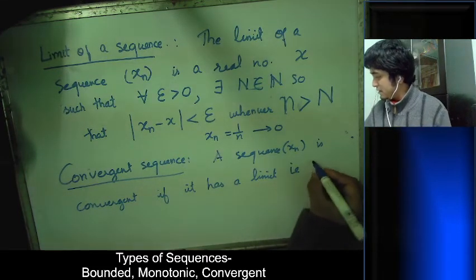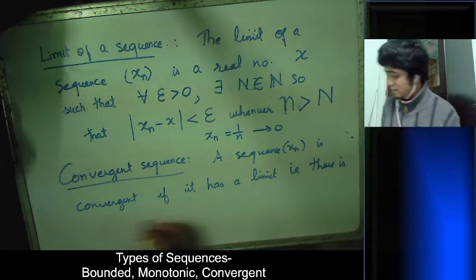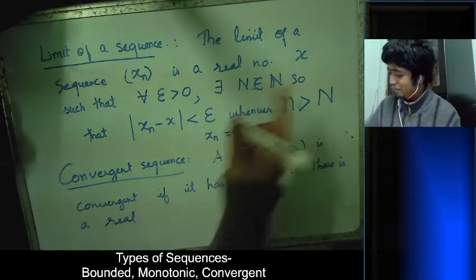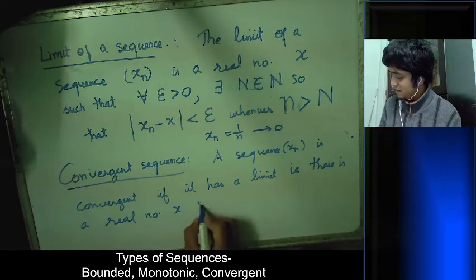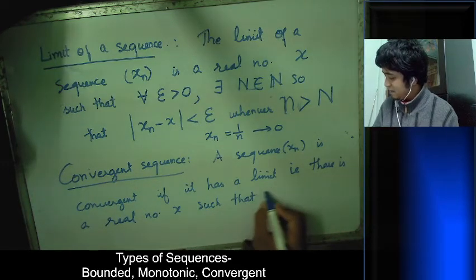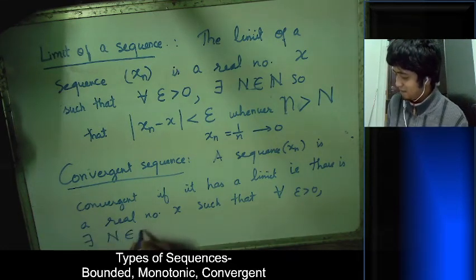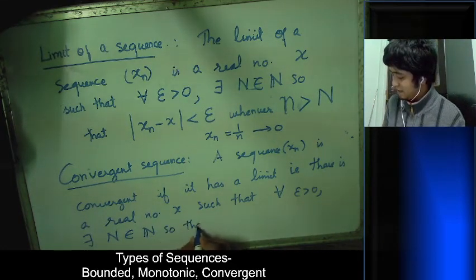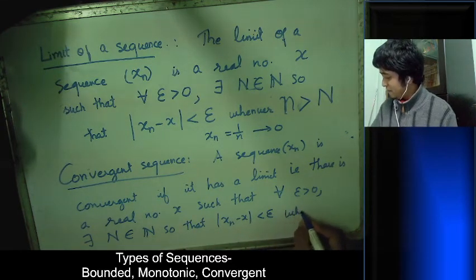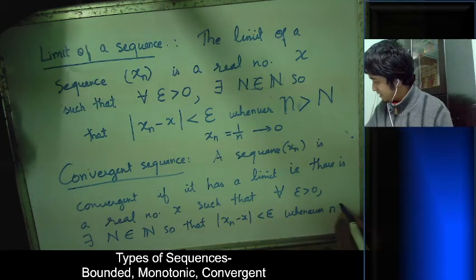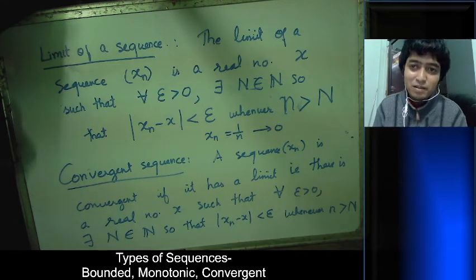That is, there is a real number x such that for all epsilon greater than 0, there exists N belongs to the natural numbers, so that the absolute value of xn minus x is less than epsilon whenever n is greater than capital N. So this definition is very important. You will have to remember it.